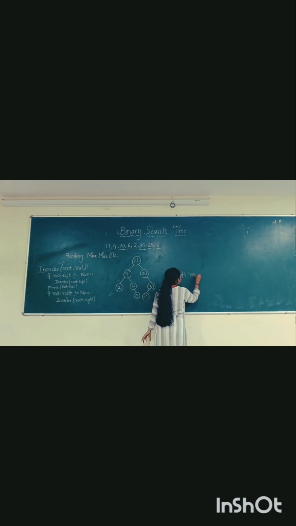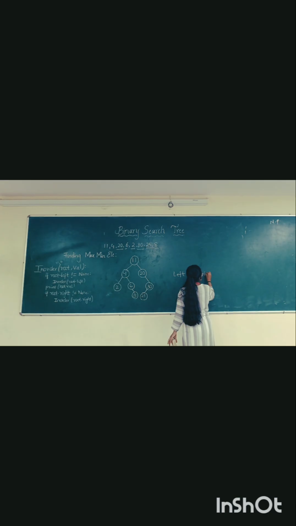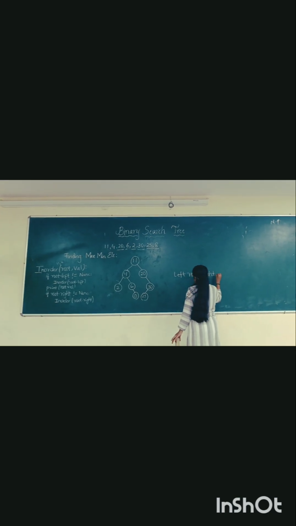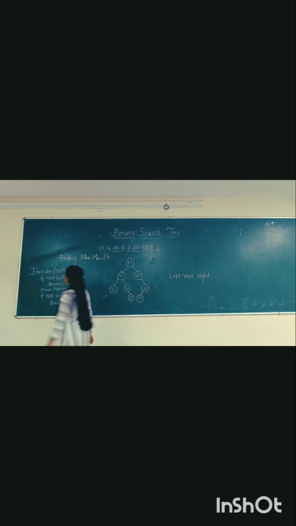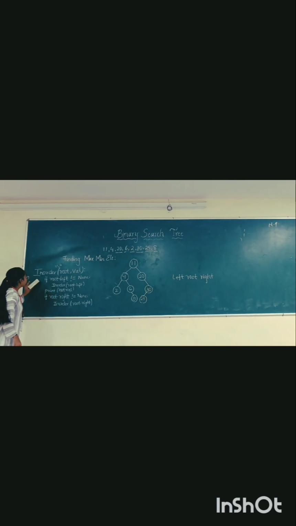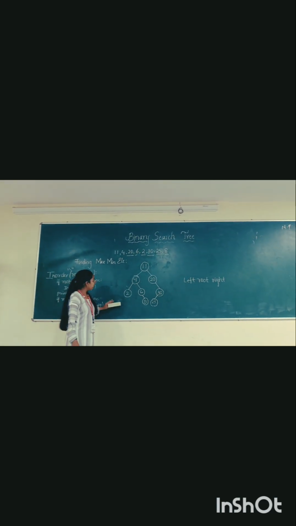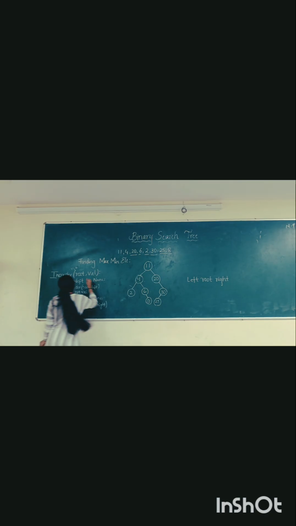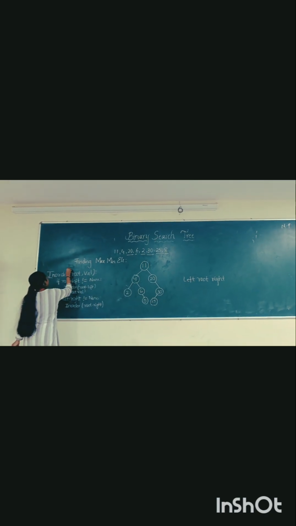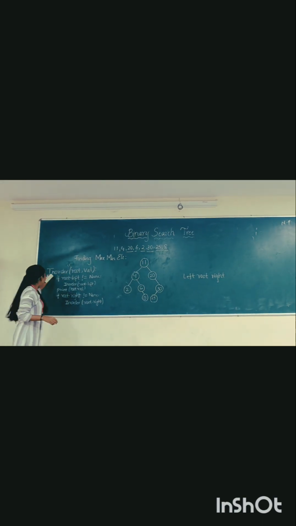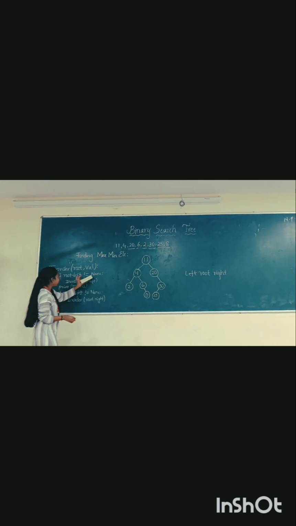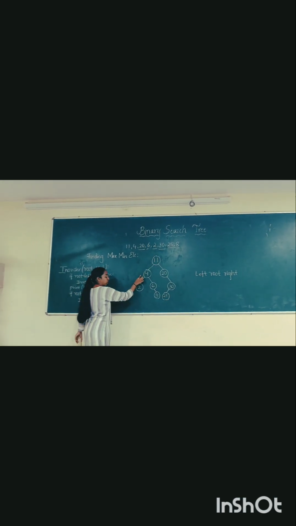Left, root and right. So what this exactly means, we'll go into the function. In the in-order function, for this binary search tree, the root node is 11. So first the root node will be 11. It will go into the function. Root.left is not equal to None.